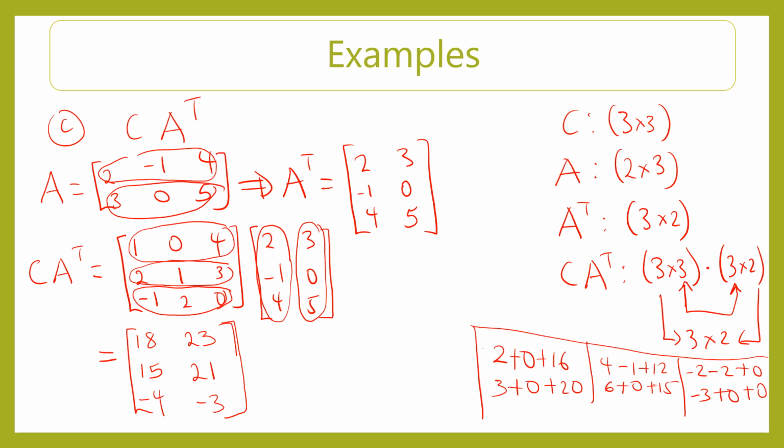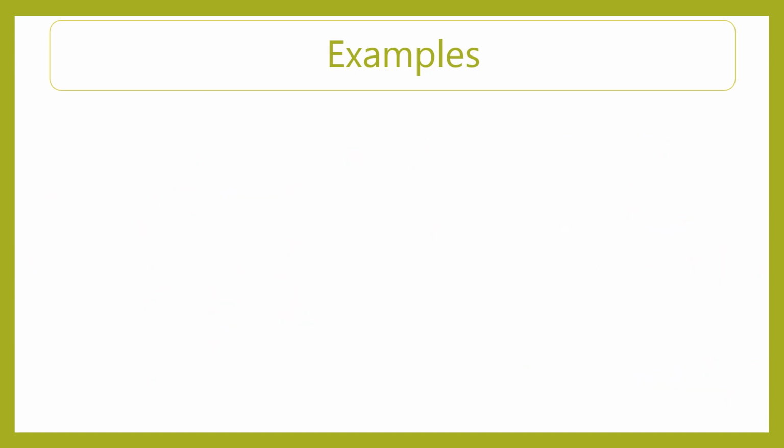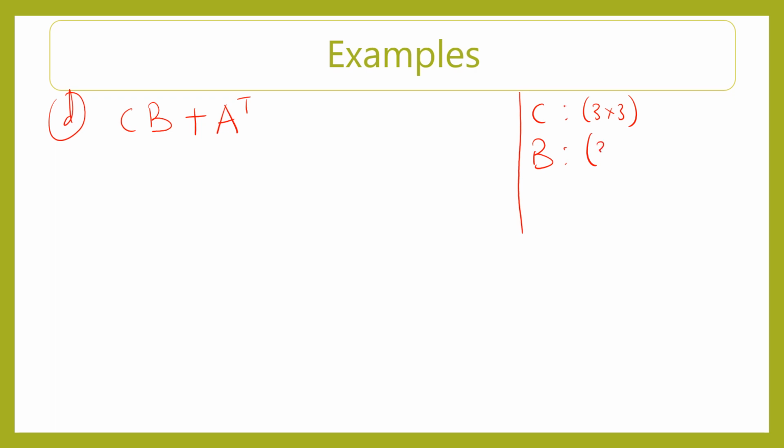All right, so we go now to the last question. That says C times B plus A transpose. Again, we just need to check the compatibility. So let's see. C is 3 by 3. B is 3 by 2. So it makes sense to multiply C by B because these agree. The number of columns of C is exactly the number of rows in B.